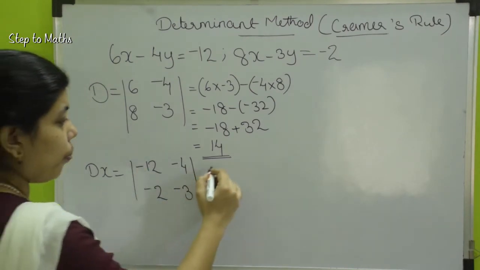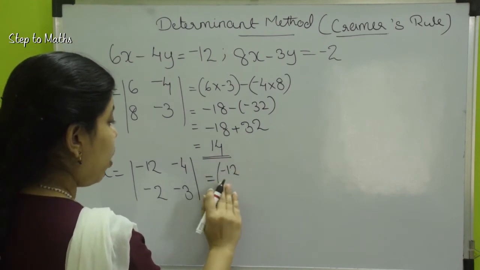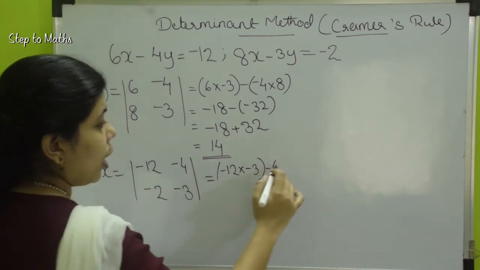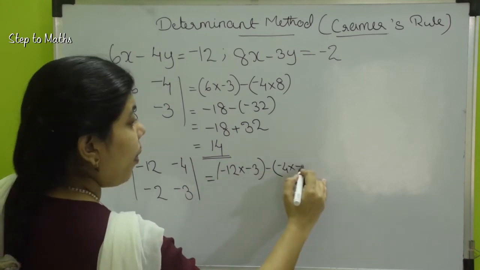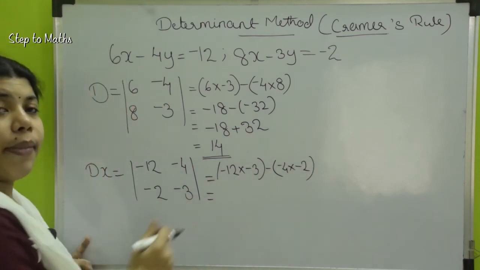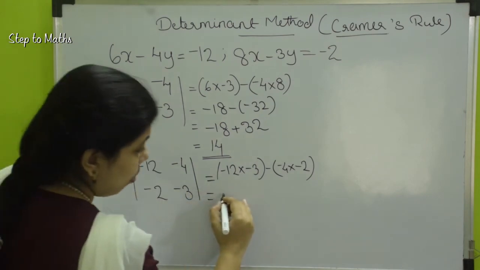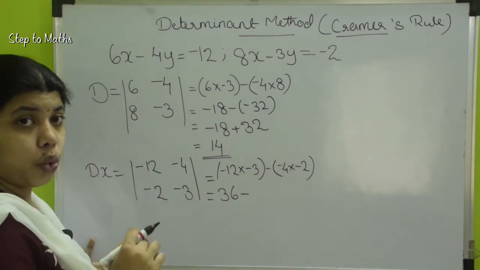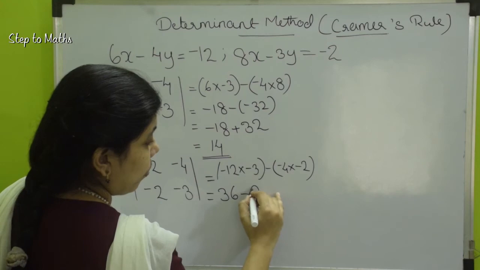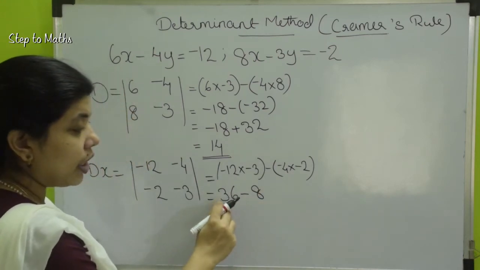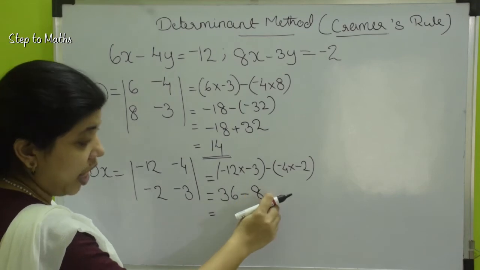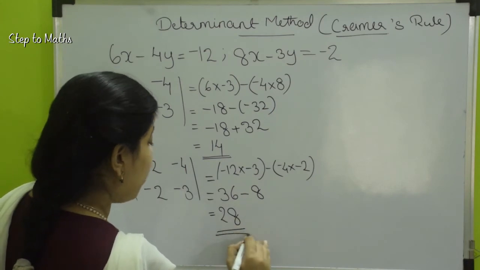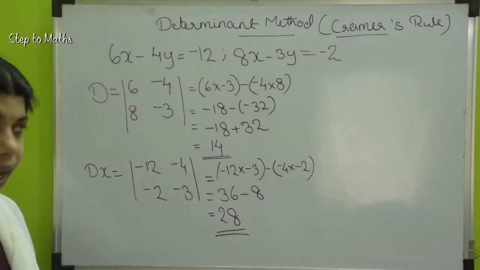That is equal to -12 into -3 minus 4 into -2. -12 into -3 is plus 36, and minus 4 into -2 is plus 8. So it becomes 36 minus 8. 36 minus 8 is 28. So the value of dx is 28.